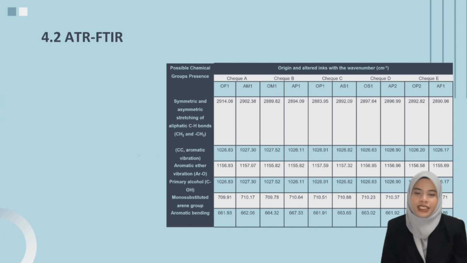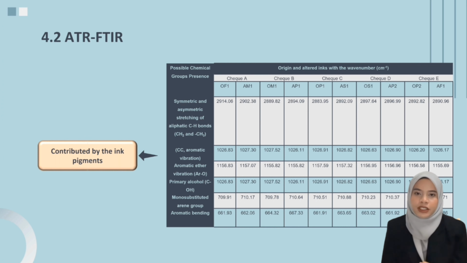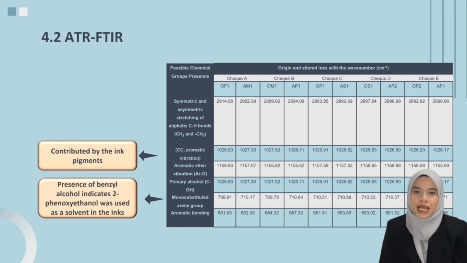For the first wave number range in the table, the stretching bond vibration of CH3 and CH2 were found. For the second wave number, the peak region reveals benzene alcohol, whereas the peak in the third wave number range may reveal the aromatic ether vibration. Next, the band absorption around 1026 per centimeter indicates the primary alcohol bond. Furthermore, the mono-substituted arene group peaks occurred at the fifth wave number range, suggesting phenoxyethanol was used as a solvent in the inks, whereas for the last wave number range, the mono-substituted aromatic bending vibration was found.